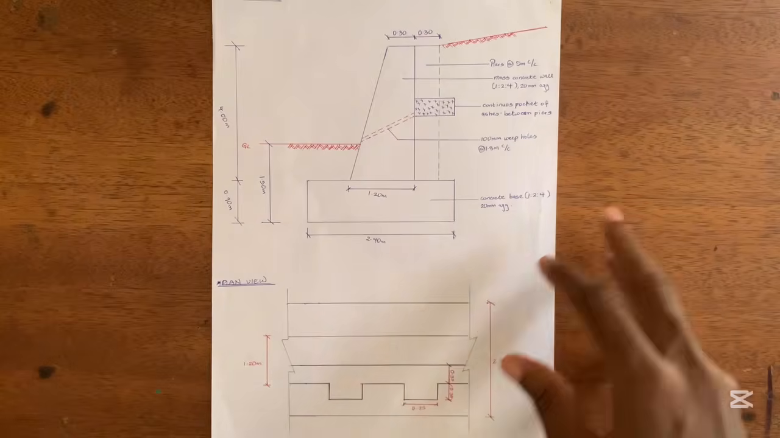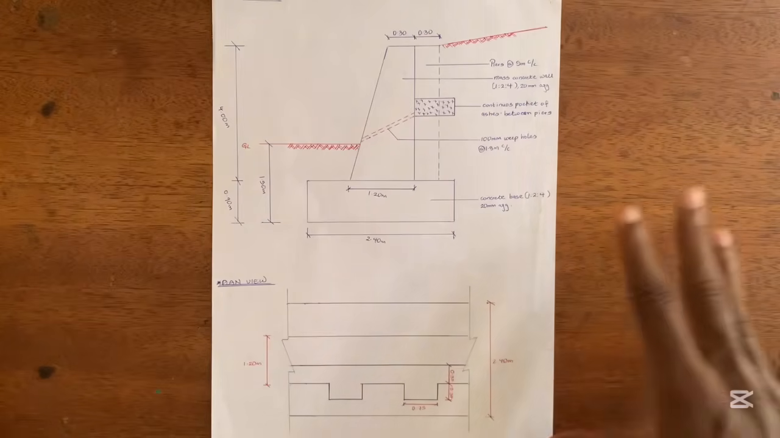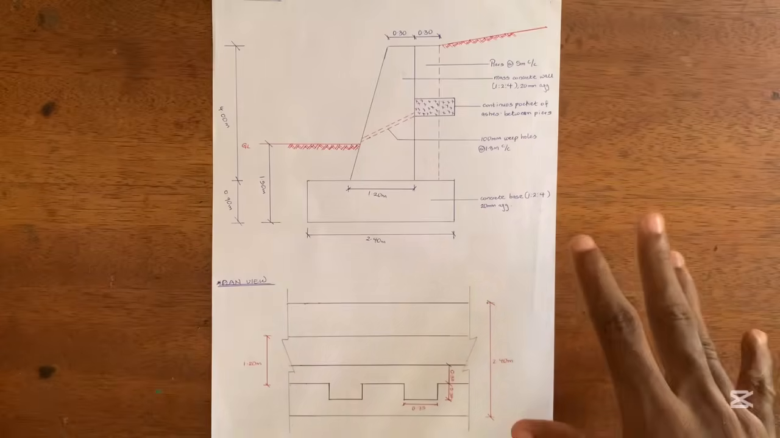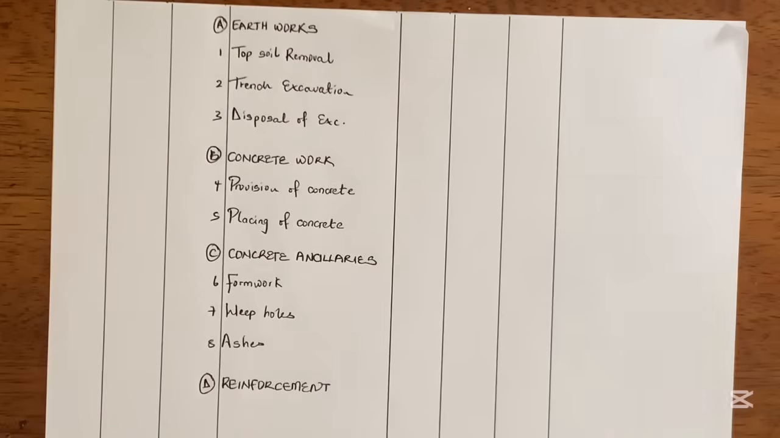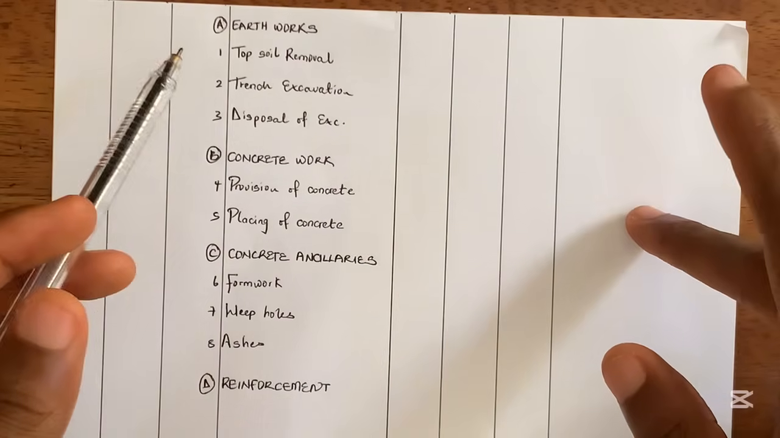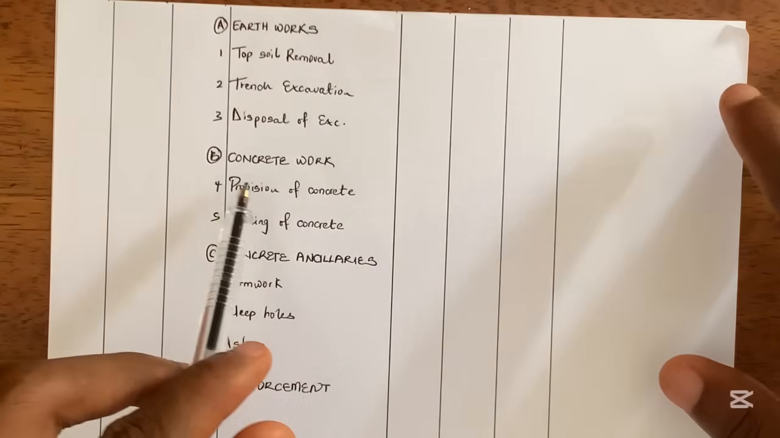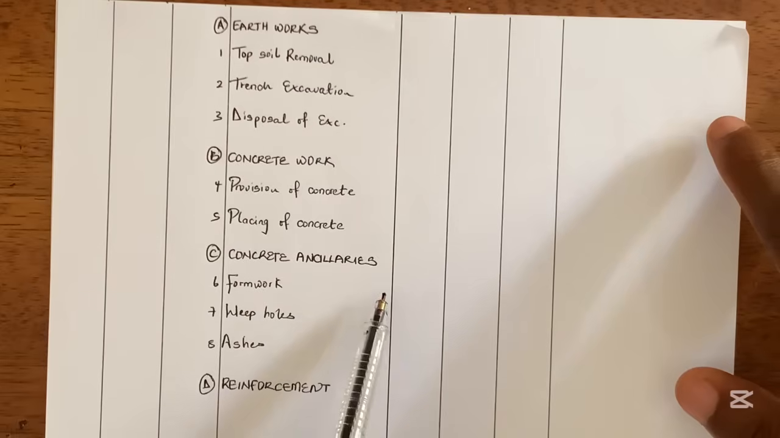The next thing we're going to look at are the taking off lists that we need to measure before we can say that yes, we've completely measured all the quantities for the retaining wall. As you can see, the taking off list for our retaining wall is divided into 4 sections. Number 1, the earthworks. That's everything we're going to be doing concerning excavation and all those good stuff. The second one is concrete work. The third one is concrete ancillaries.